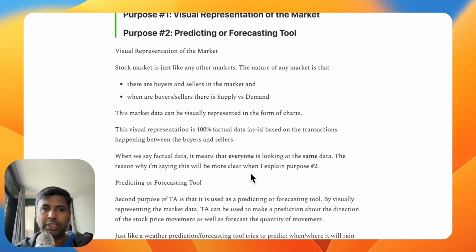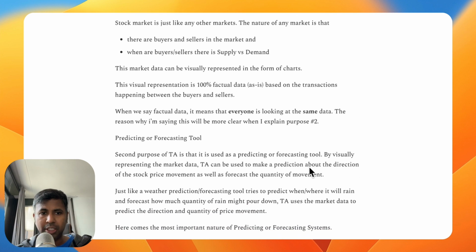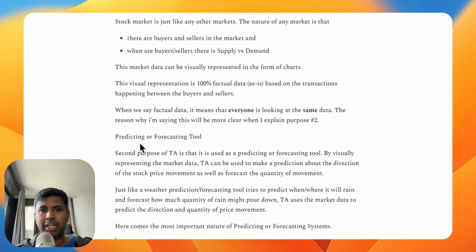So purpose number 2 is that it can be used as a predicting or a forecasting tool. Now, while purpose number 1 is showing what happens currently and what happened in the past, which is factual data, using this factual data, technical analysis can be used as a prediction or a forecasting tool. What I mean by that is that we are using technical analysis as a tool to predict a future event. We are trying to predict which direction the stock might move and by how much quantity it might move. So that is the second purpose, and it is slightly different from the first purpose.